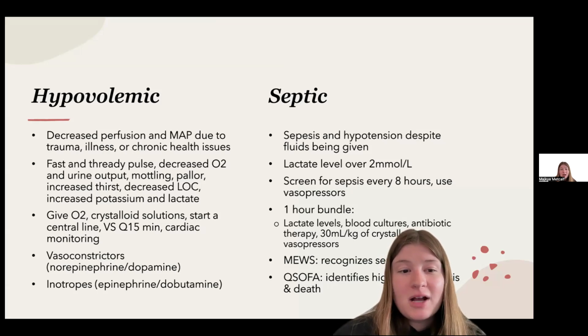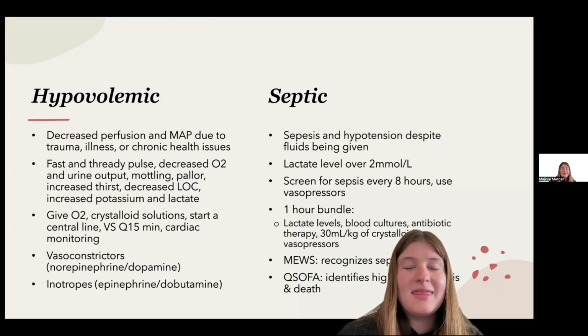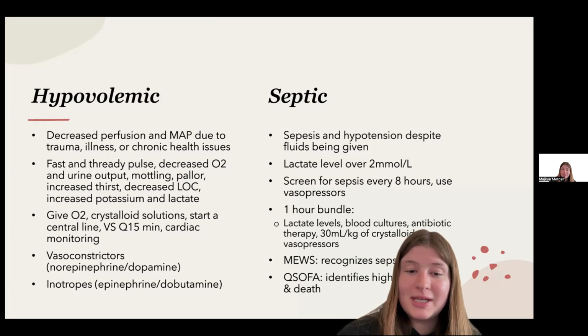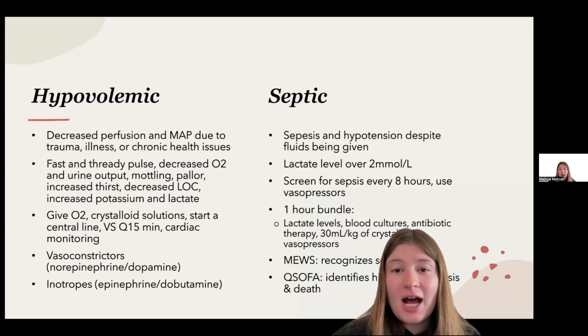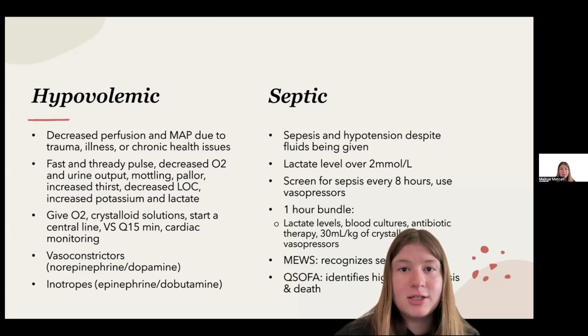In hypovolemic shock, we can give vasoconstrictors such as norepinephrine and dopamine, and then we might also use positive inotropes like epinephrine and dobutamine. In septic shock, our patient is going to have sepsis and hypotension despite fluids being given. You're typically going to see a lactate level over 2 millimoles per liter, and we are going to make sure that we're screening for sepsis roughly every 8 hours or once a shift, and we're going to be using vasopressors.